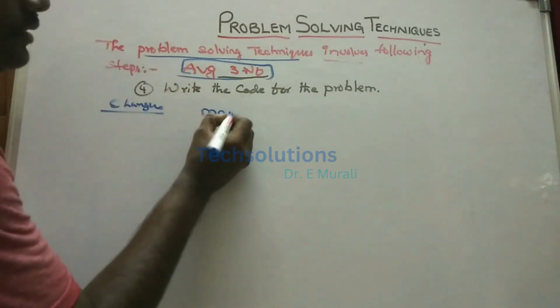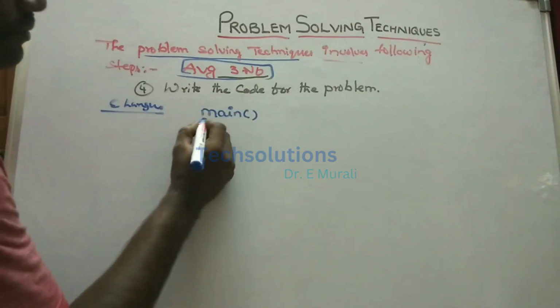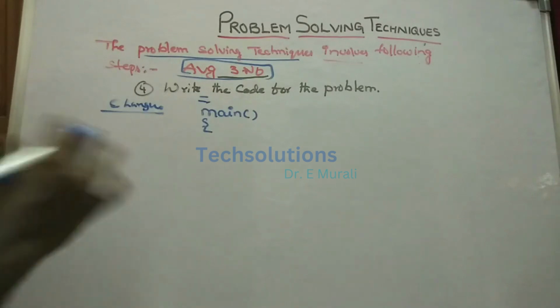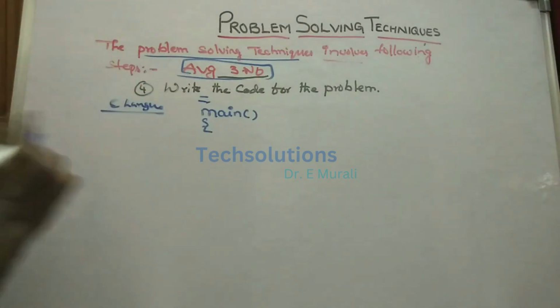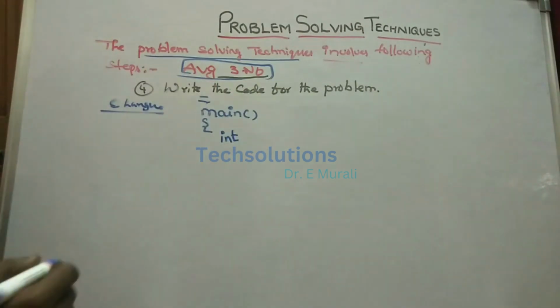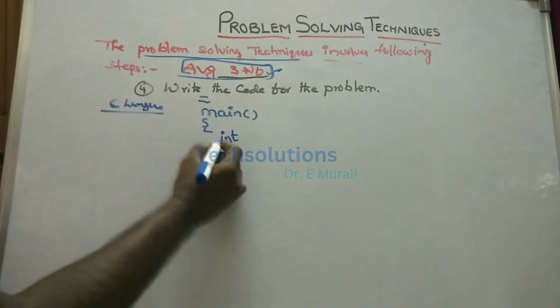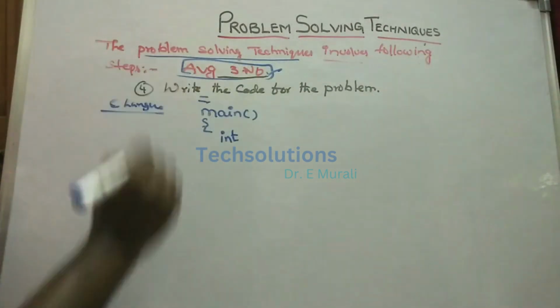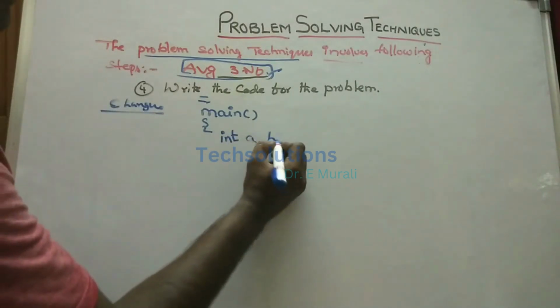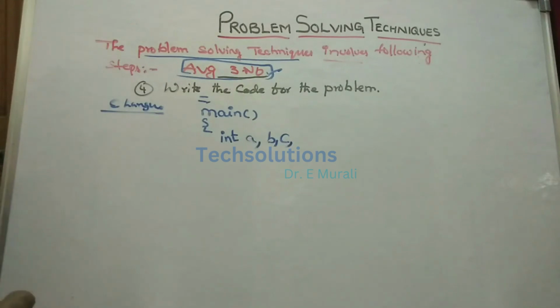There is a main function. I don't write the header files here; I go directly to the problem statement. Now in main, what inputs do I require to solve the average of 3 numbers? I require 3 inputs, all integer variables, so I declare int A, B and C.